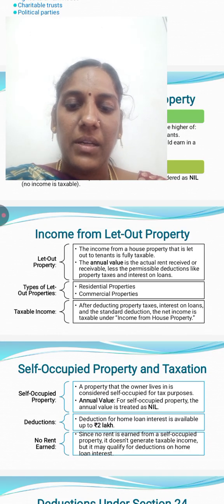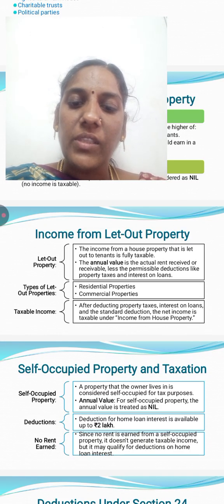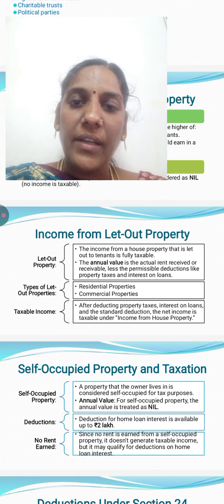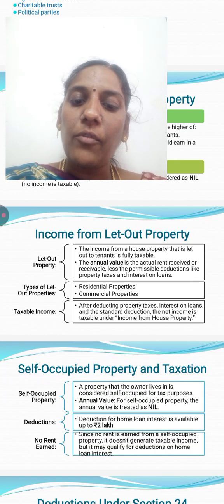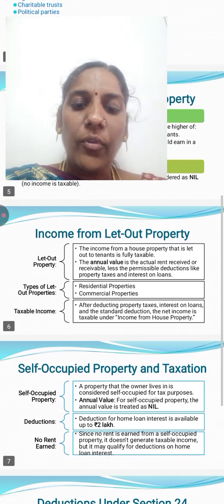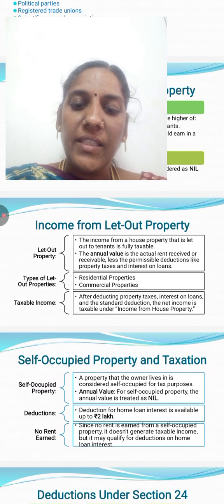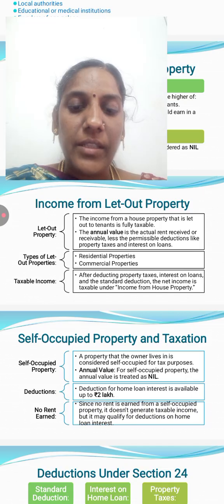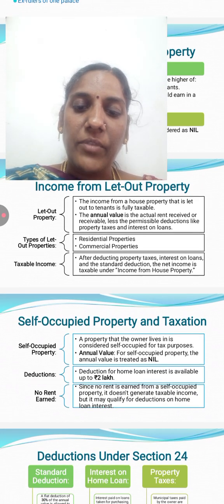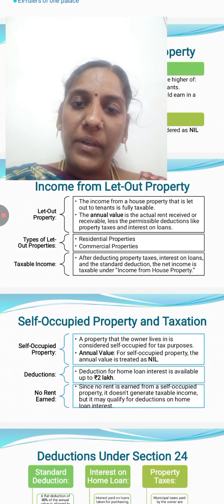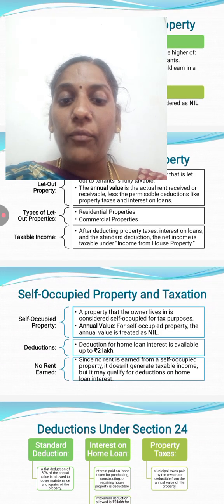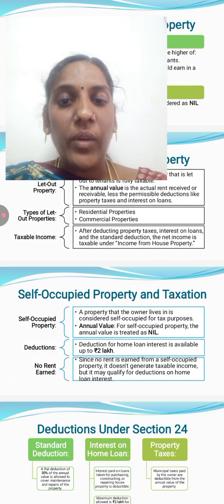Next, self-occupied property. How is it taxable? A property that an owner lives in is considered self-occupied for tax purposes. The annual value for the self-occupied property is nil. Deductions: for a home loan, interest is available up to 2 lakhs. No rent is earned. Since no rent is earned from self-occupied property, it does not generate taxable income, but it may qualify for deductions on home loan interest.